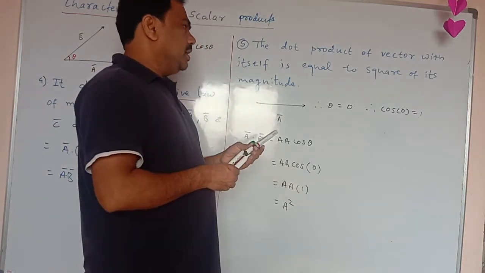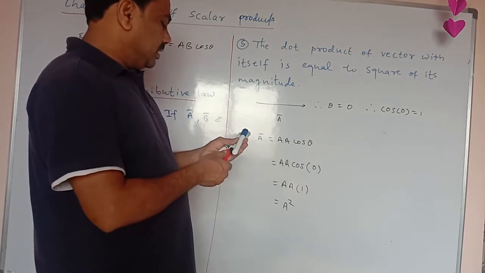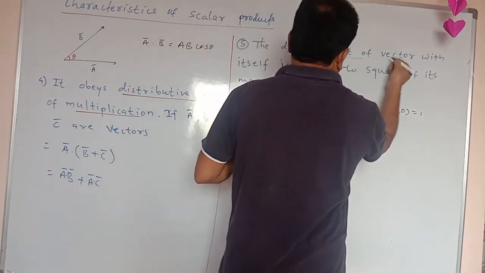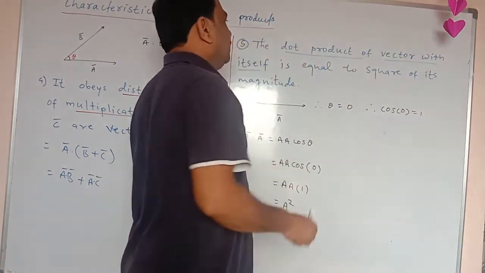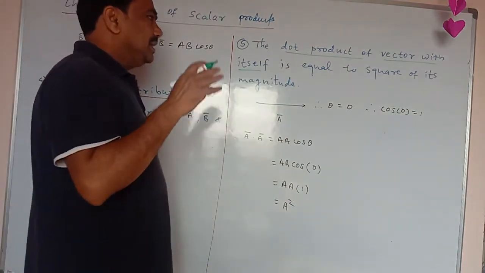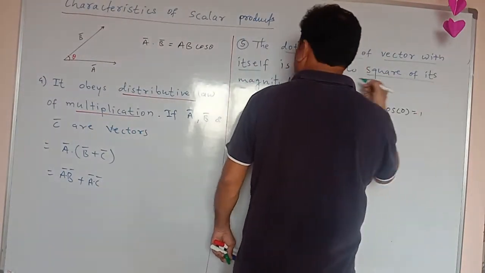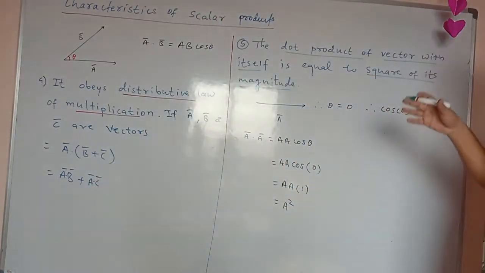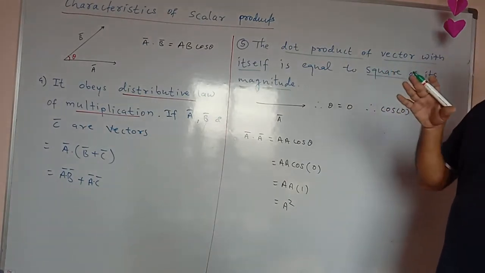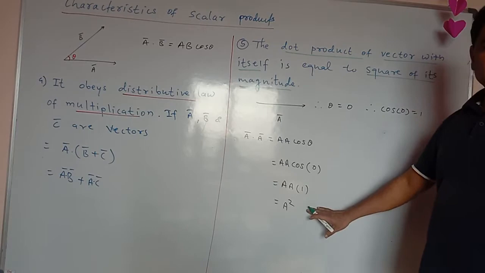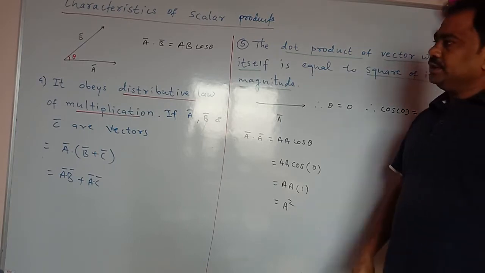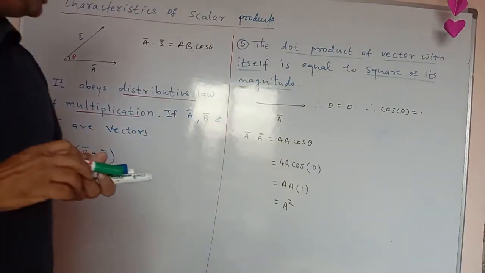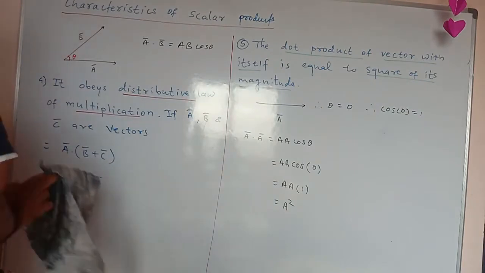You should remember here that if the dot product is of a vector with itself, then it is exactly equal to the square of its magnitude. This is an important characteristic. Whenever there is a dot product of a vector with itself, it is definitely equal to the square of its magnitude. Such characteristics are very important. Now let us discuss the next characteristic, characteristic number 6.